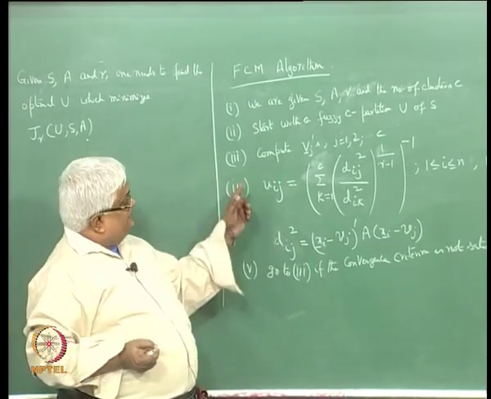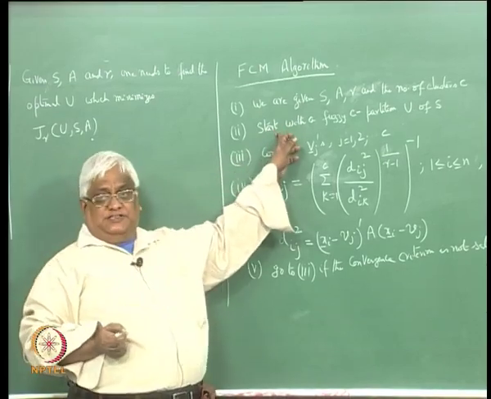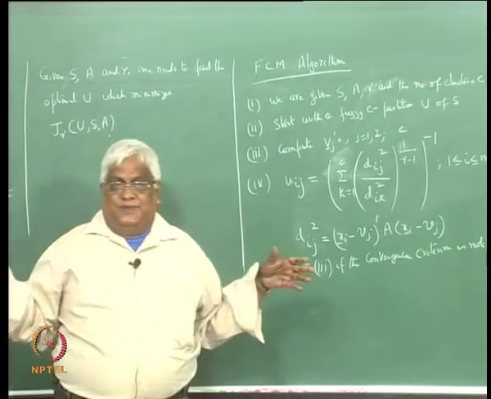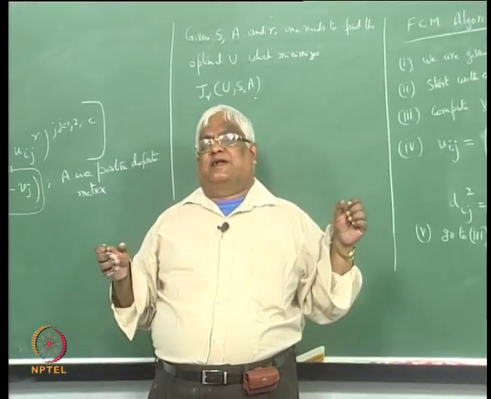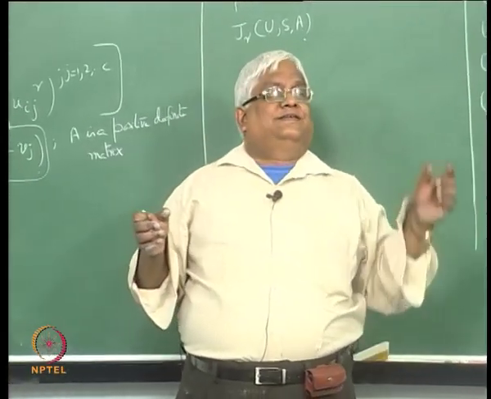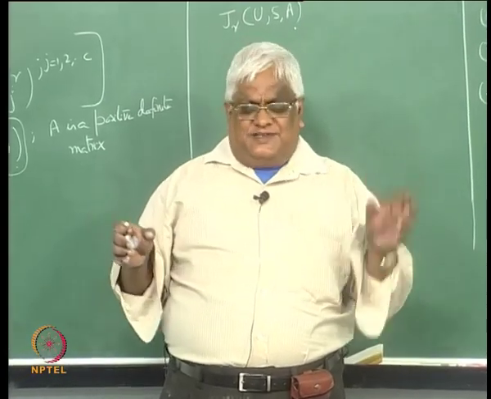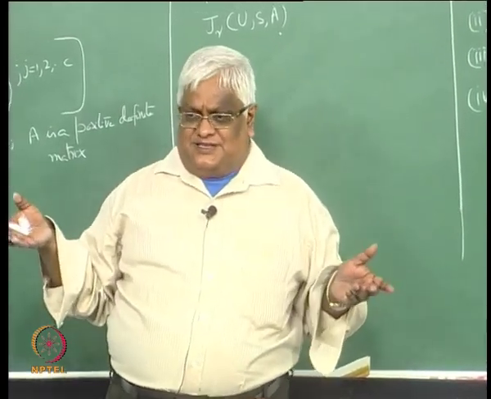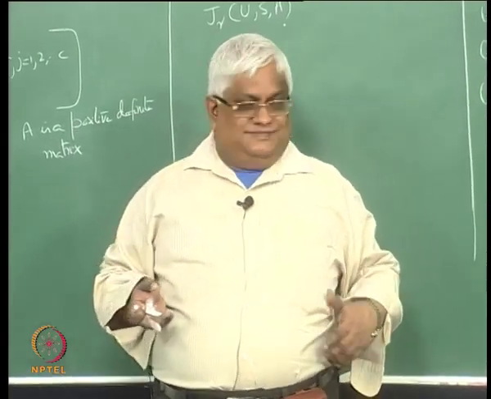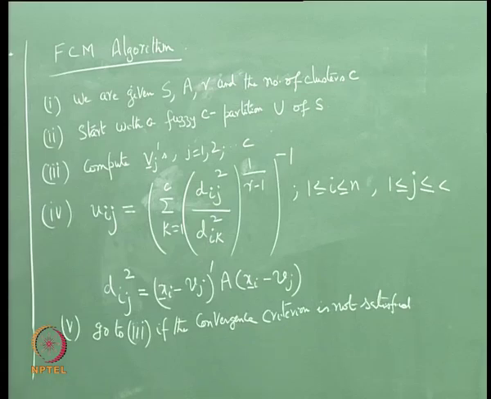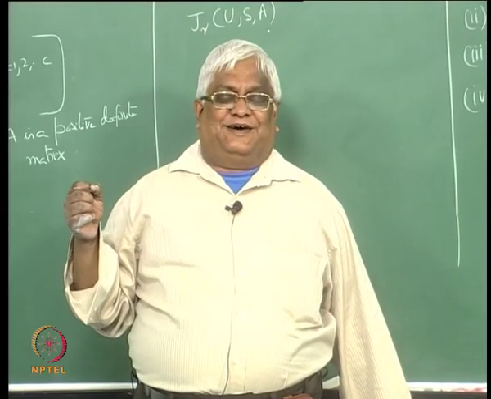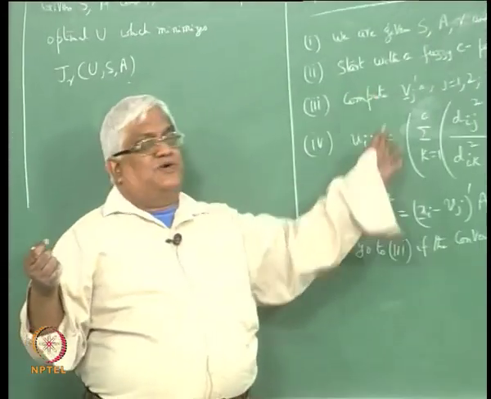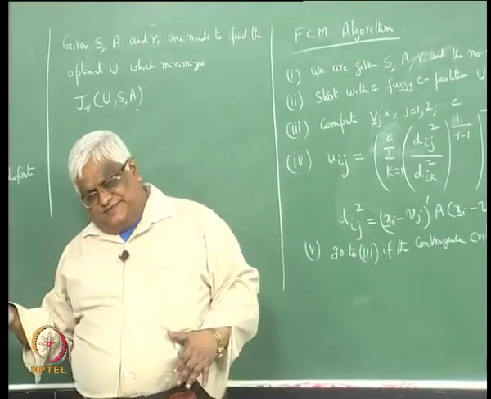You have now a previous fuzzy C partition and a present fuzzy C partition, two fuzzy C partitions. You take the difference, that is again a matrix, and then you take the modulus values. If each of them is less than some epsilon, then you stop. Otherwise, you do this thing. So you can just go on and on doing this till that is satisfied.